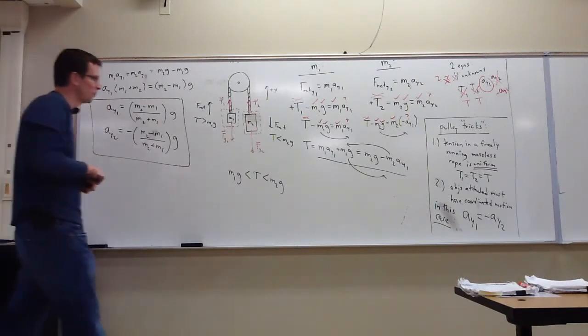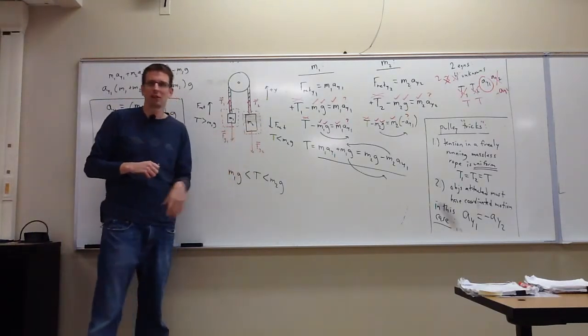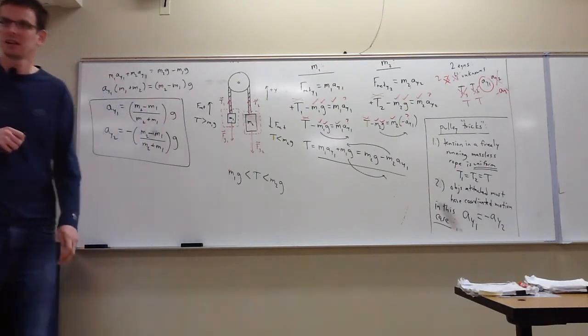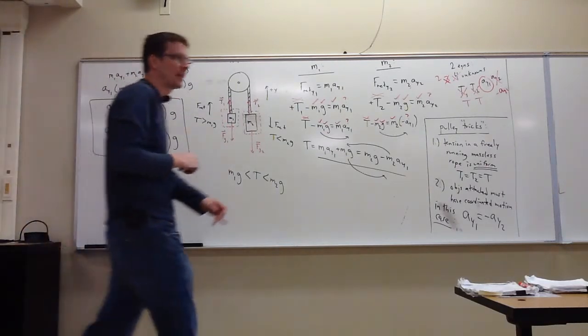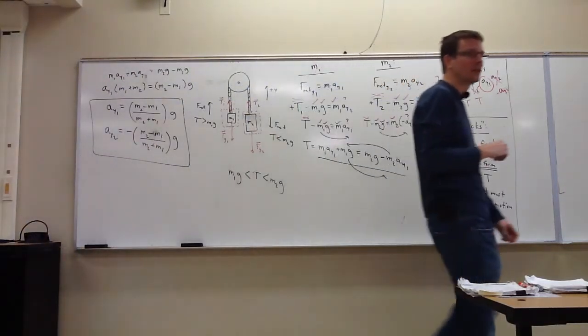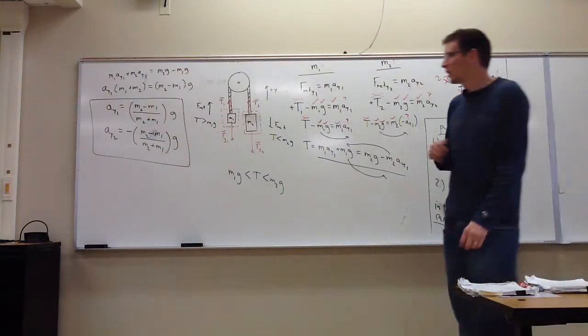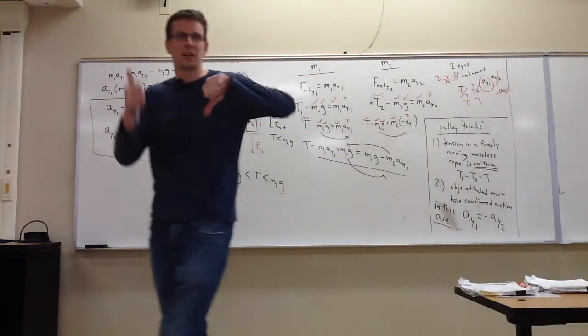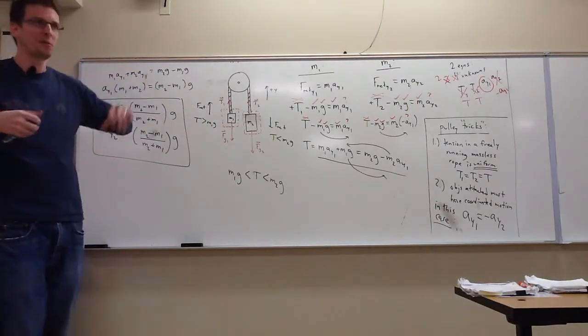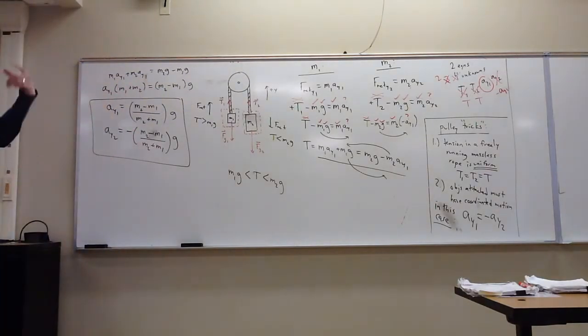We started from simple principles that each mass has a tension and a force of gravity acting on it. And then we simply said that the tension is the same tension because it's the same rope. And we acknowledged that the accelerations would have to be equal and opposite. And from that, we solved and we got this. These are the accelerations of each mass.